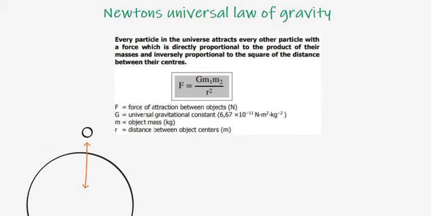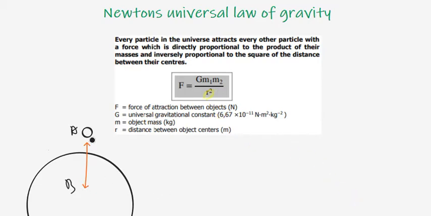Let's look at Newton's universal law of gravity. Newton said every particle in the universe attracts every other particle with a force that is directly proportional to the product of their masses and inversely proportional to what? To the square of the distance between their centers.